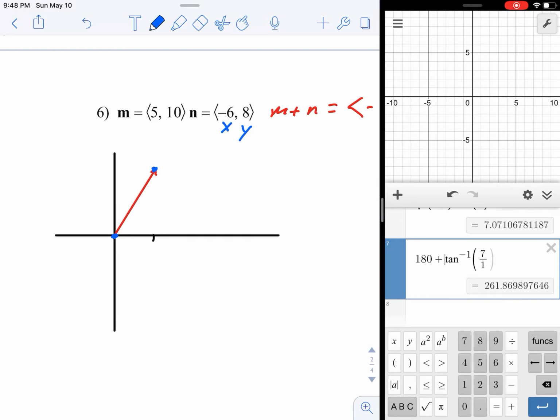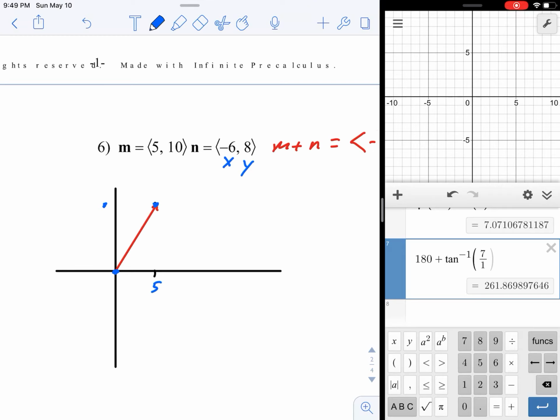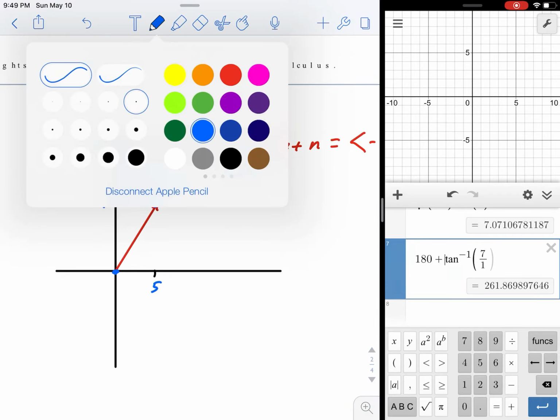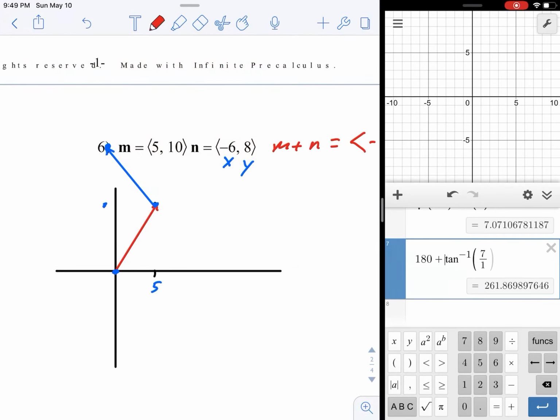Left 6 takes me over to here, doesn't it? Yeah. If this was 5, then negative 6 would take me 1 over. And then up 8 is going to go up, oh, I don't know, right around there, and connect those end to end. I get that. And then if I pick another color here, oh, not red, I already used red. From here to here gives me something that looks kind of like that.